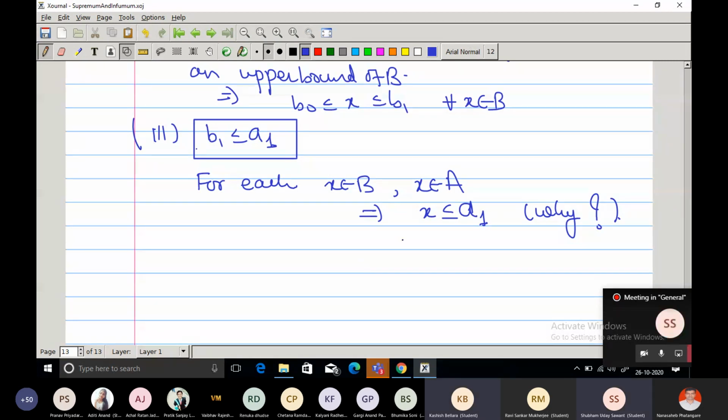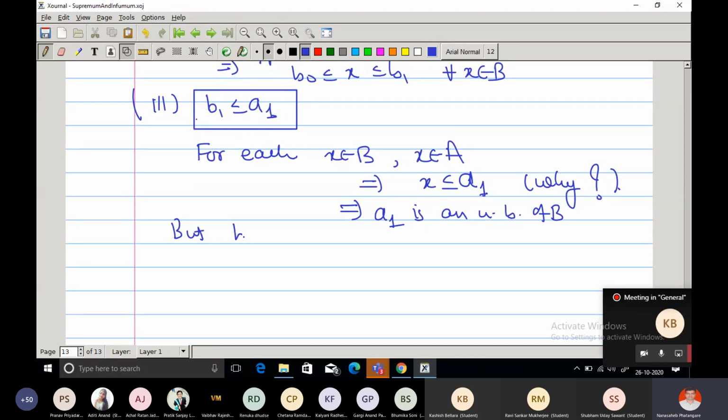Definition of upper bound. A1 is the supremum of A and A1 is an upper bound of A, and every member of A is less than or equal to A1, so every member of B is also. So A1 is an upper bound of B. But what is B1? B1 is the least upper bound of B, right? B1 is the least upper bound and A1 is just an upper bound.